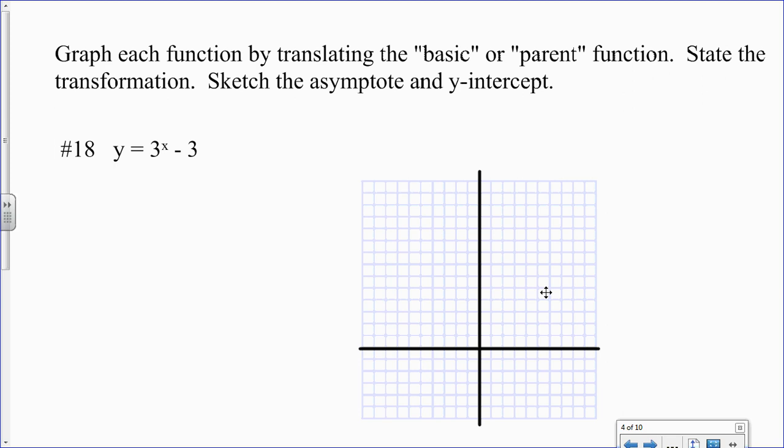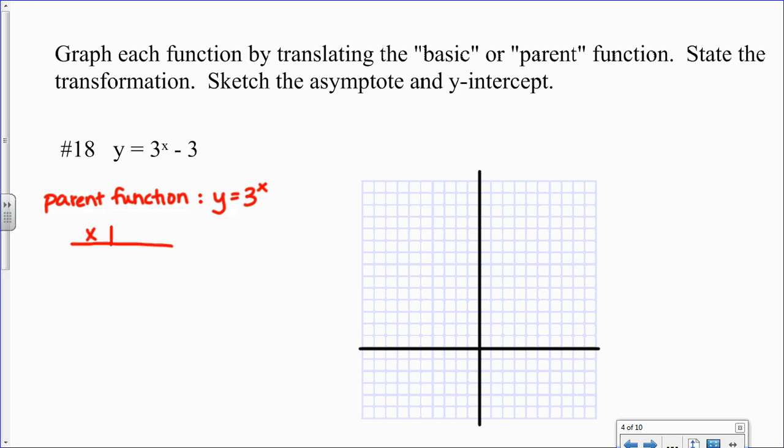So your parent function depends on what your base is. So parent function is always y equals the base to the x. So 3 is part of my parent function here. This minus 3 is not. It's just y equals b to the x. Okay, so this is what I'm going to graph.